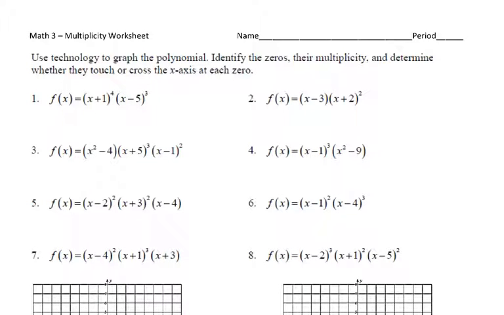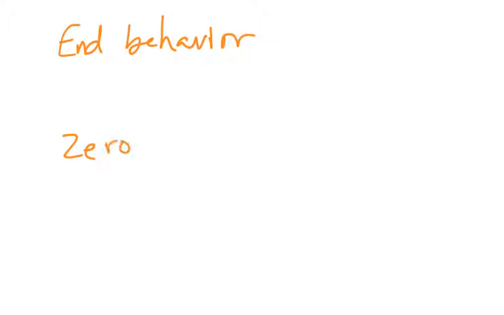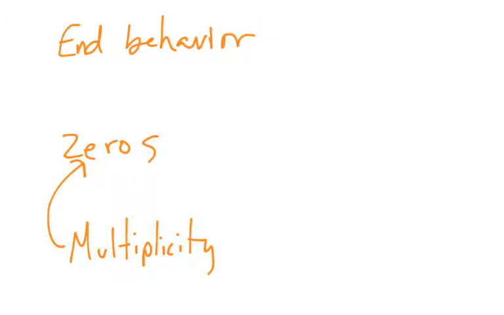Alright, so Math 3 multiplicity worksheet. We're dealing with polynomials still and graphing them still. The idea here is that we're going to use end behavior and zeros and the multiplicity of those zeros to help us graph. Okay, so remember the basic idea here is, let's actually do that in a different color.